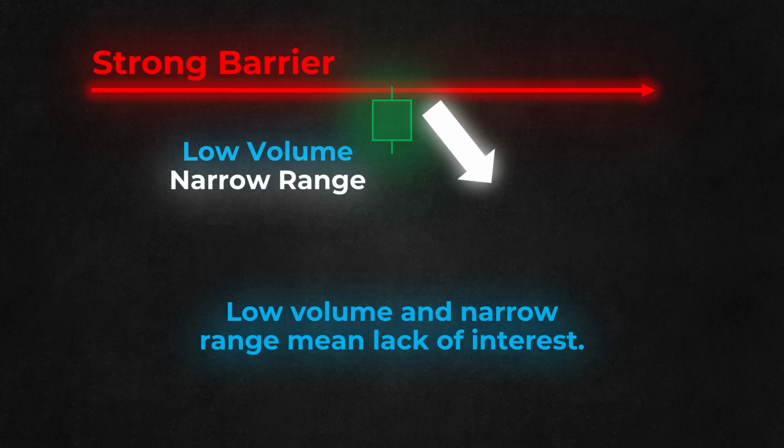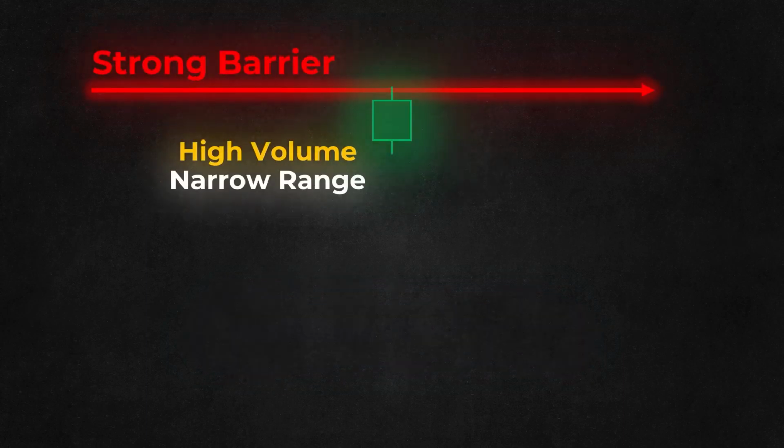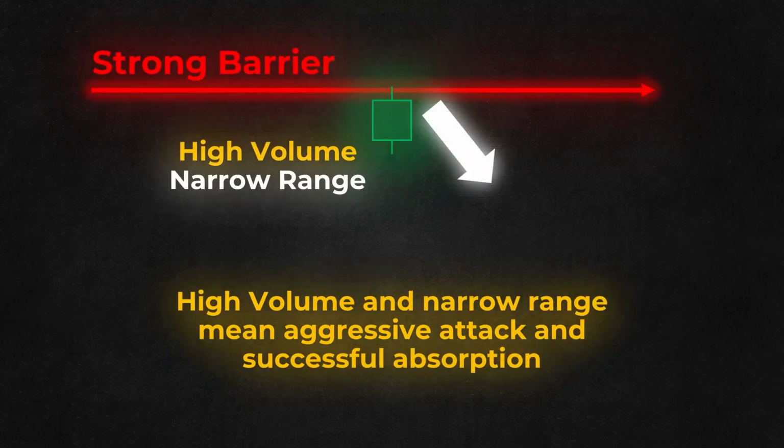A high volume narrow range candle means that the dominant market player is aggressively attacking and the side being attacked is successfully defending the attack, creating a high action in a narrow price range. If this happens at a strong barrier, there is an indication that a reversal might take place.